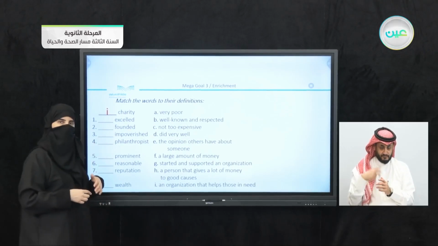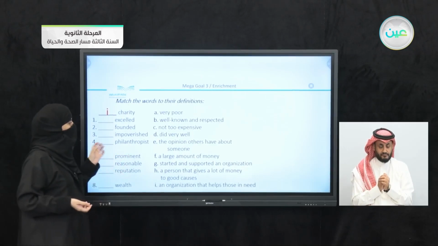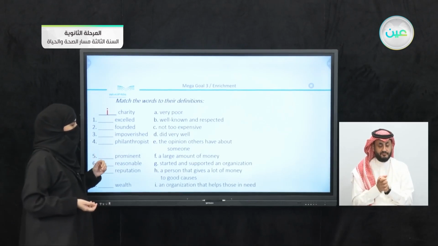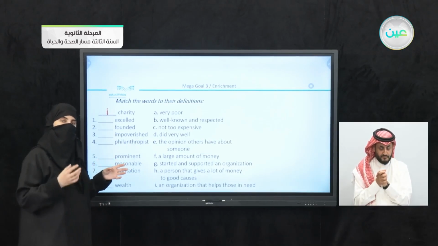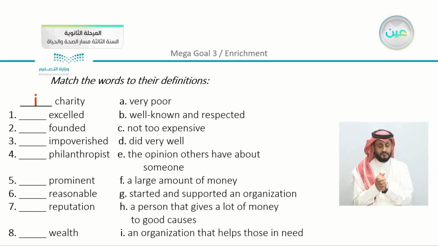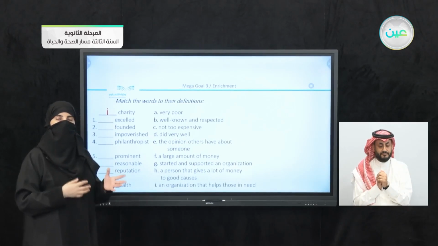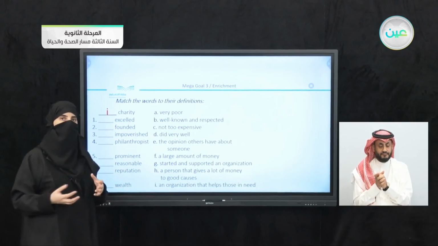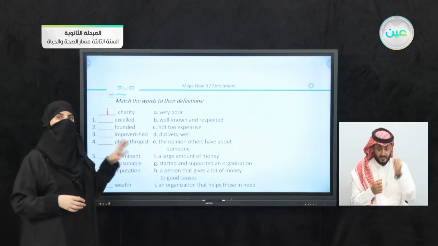We have the word excelled, founded. Of course, we took the word founder, and we have here founded. Impoverished. We have also philanthropist. We have number 5, prominent. And we have 6, reasonable, which is actually a little bit new here. It was mentioned in the discussion. We have reputation, and we have the last word, which is wealth. So 3 words here are mentioned within the discussion, but now we are going to match with a definition. Now note that in the listen and discuss lesson, the vocabulary was done in blanks, but there were no specific definitions for them. So this is a chance just to make sure that you know the correct meaning for them.